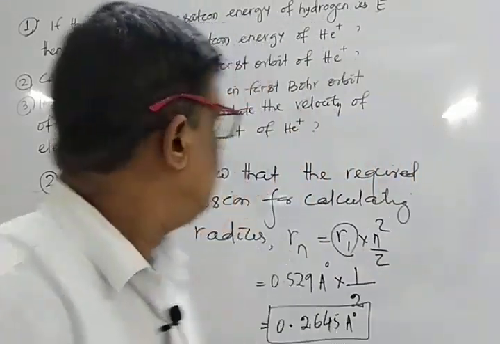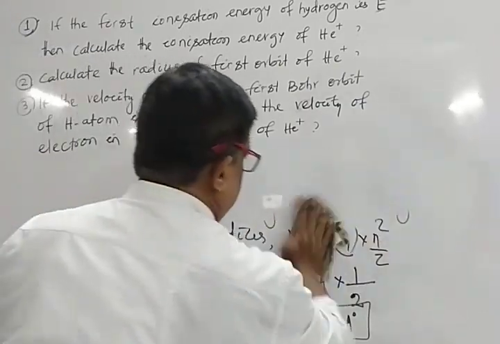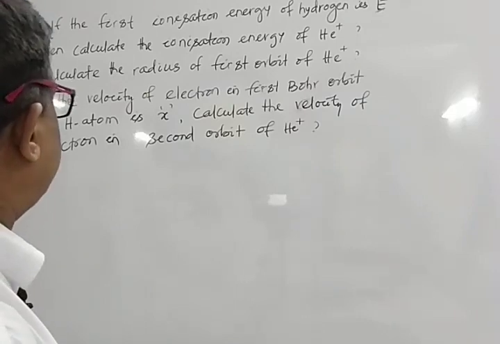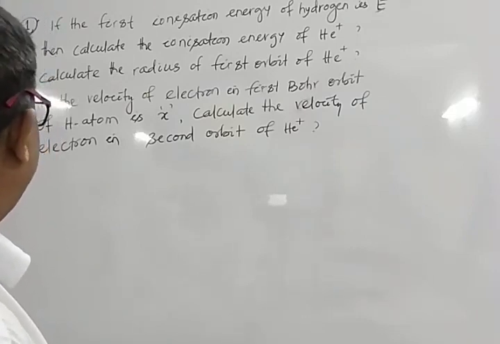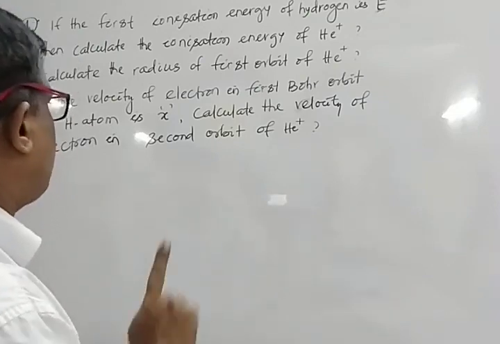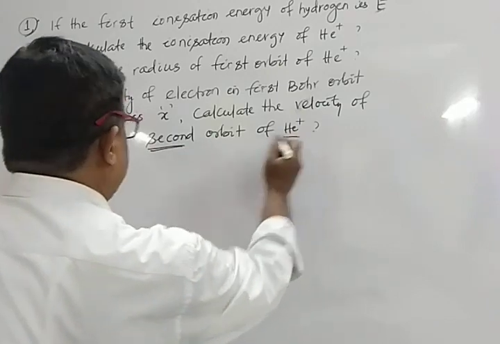What is the third one? Mark the third question. If the velocity of the electron in first Bohr orbit of hydrogen atom is x, then calculate the velocity of electron in second orbit of He plus.